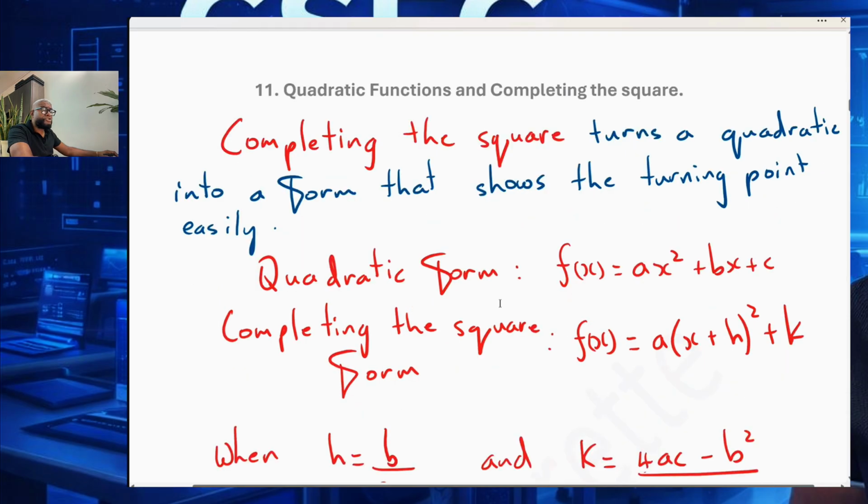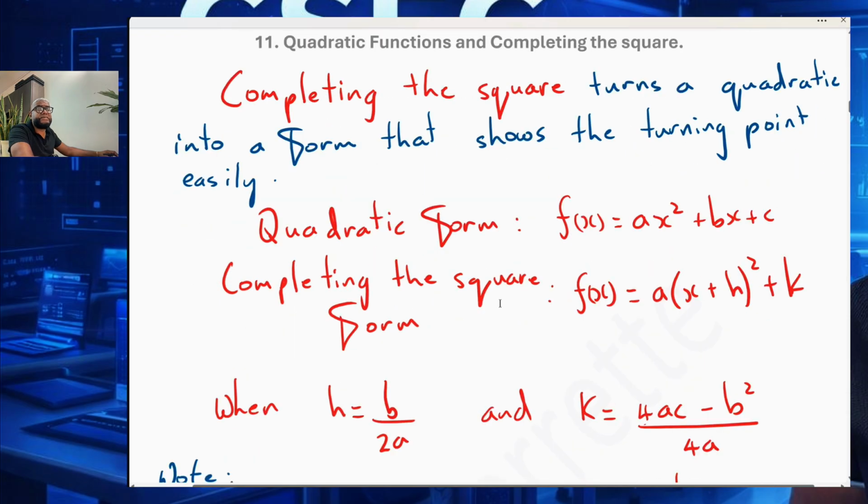Completing the square. To complete the square means to turn a quadratic into a form that shows the turning points easily. What are the turning points? Well, it should be the coordinates of the turning point, right? So completing the square is a form in which you can see the coordinates of the turning points easily, right?